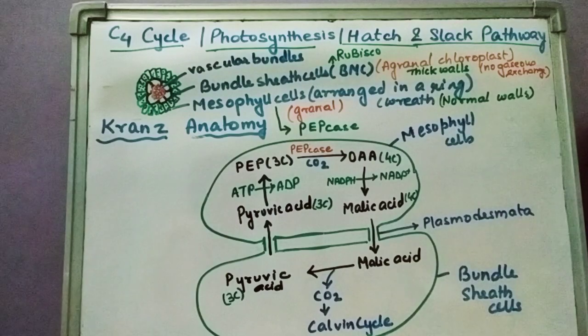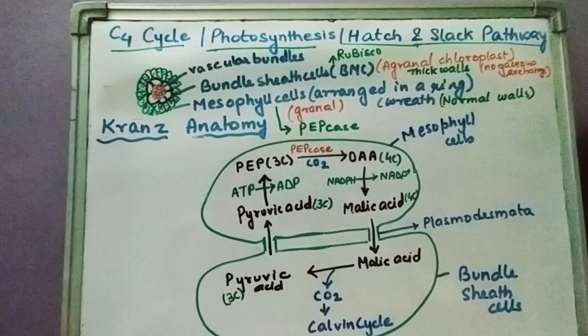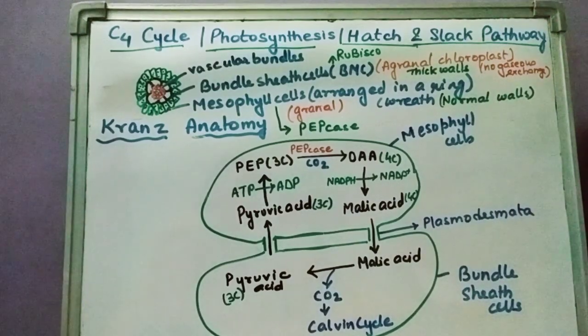Today again with a very interesting topic of photosynthesis, that is the C4 cycle, carbon 4 cycle of photosynthesis, which is also known as the Hatch and Slack pathway. Now this is a very important cycle in terms of plants which remain in dry, hot and high light intensity climate. So plants like maize, sorghum, amaranth are some plants which show the C4 cycle.